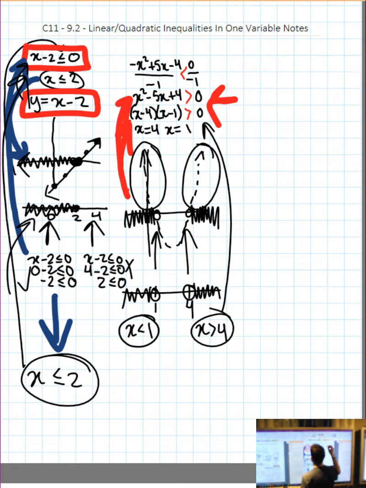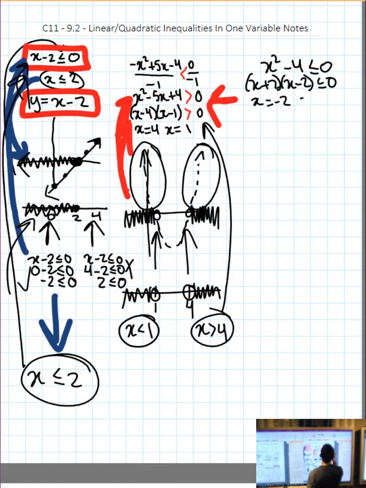Okay, so an example off to the right, let's go for x squared minus 4 less than or equal to 0. Seen this one before. Factor the left-hand side: x plus 2, x minus 2, less than or equal to 0. Find your x-intercepts, setting your factors equal to 0 separately: x equals -2 and 2. So we have the x-intercepts, we can graph the thing.